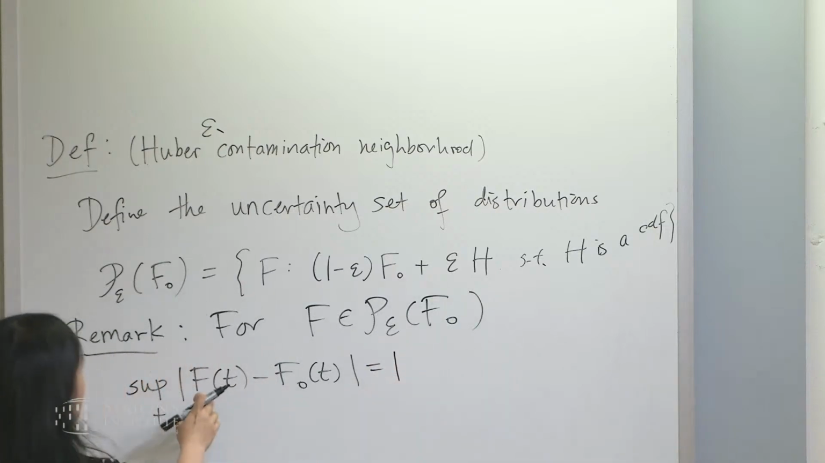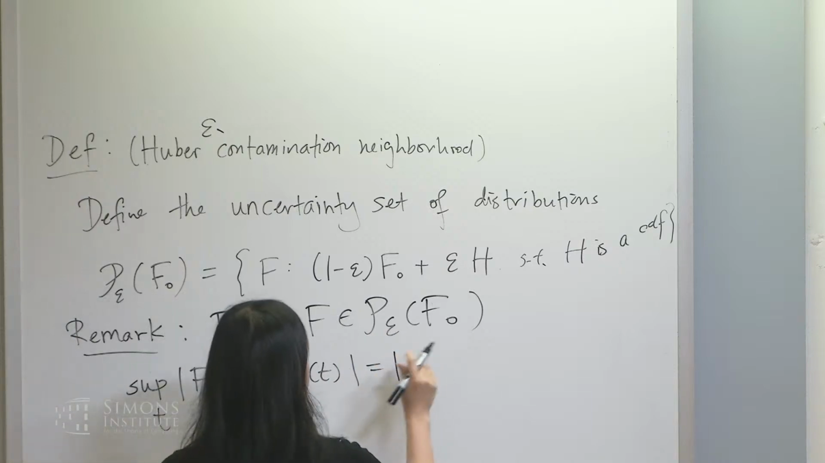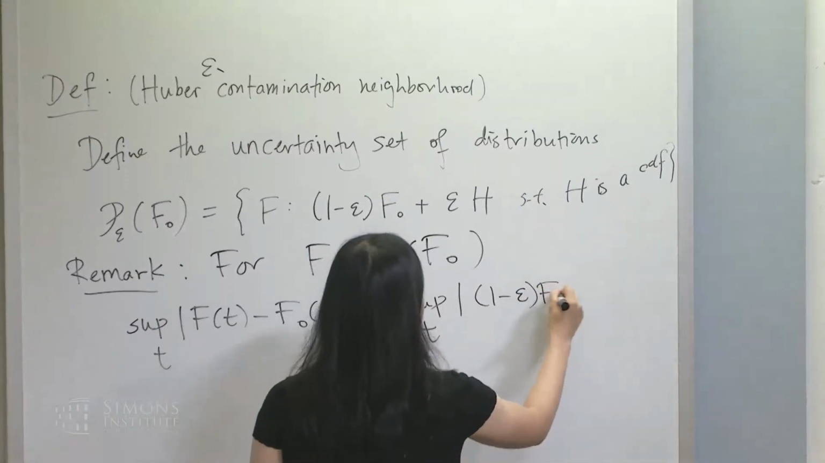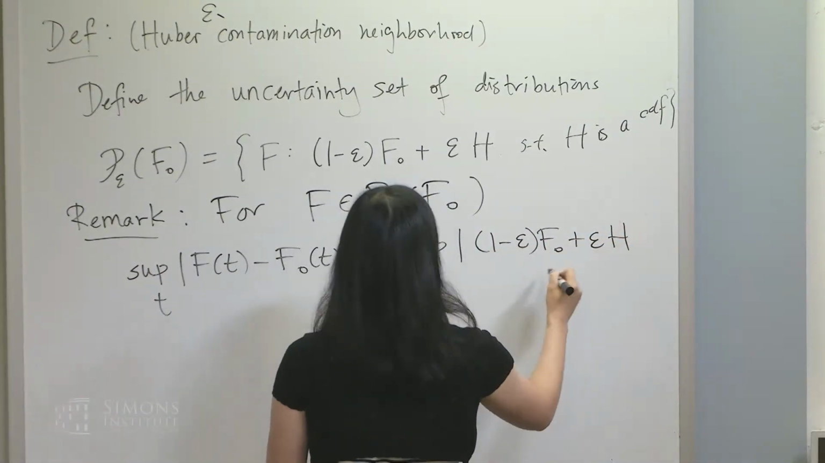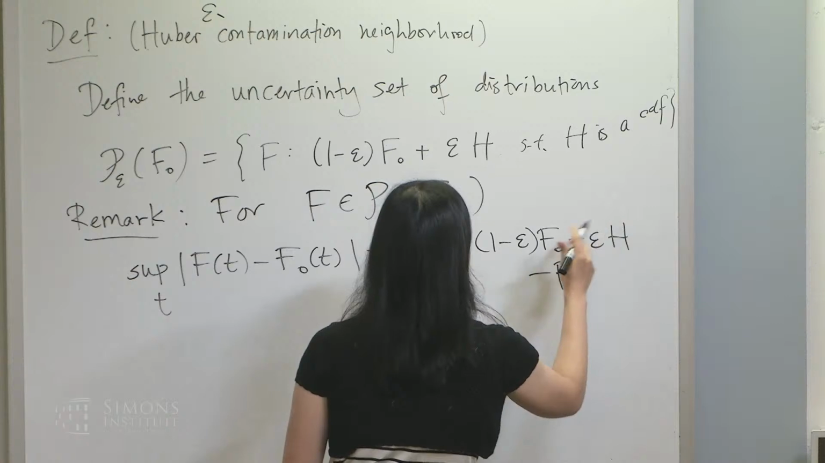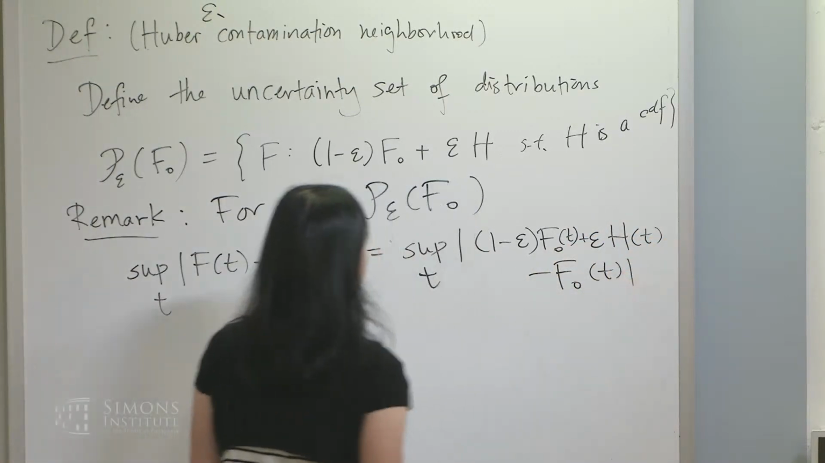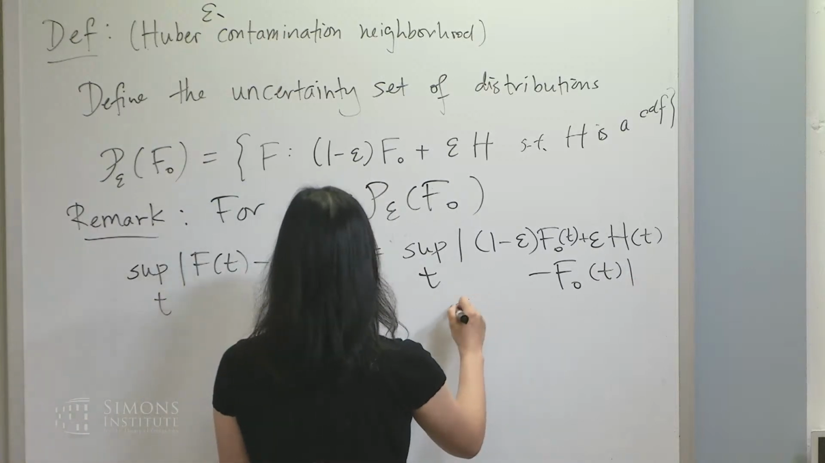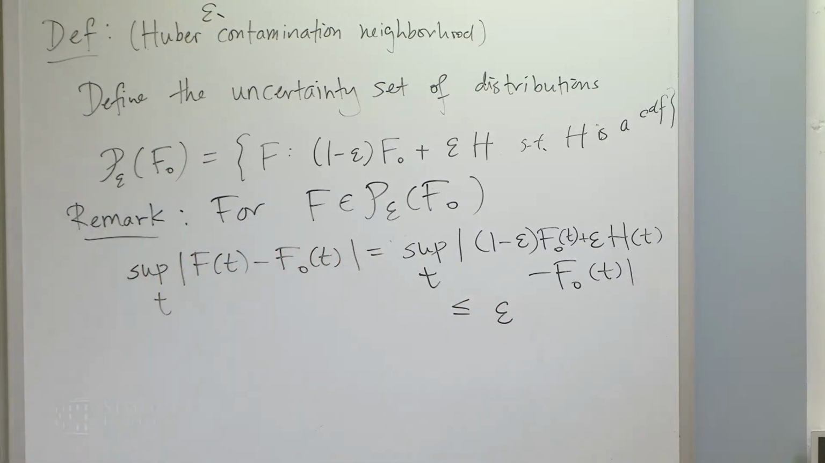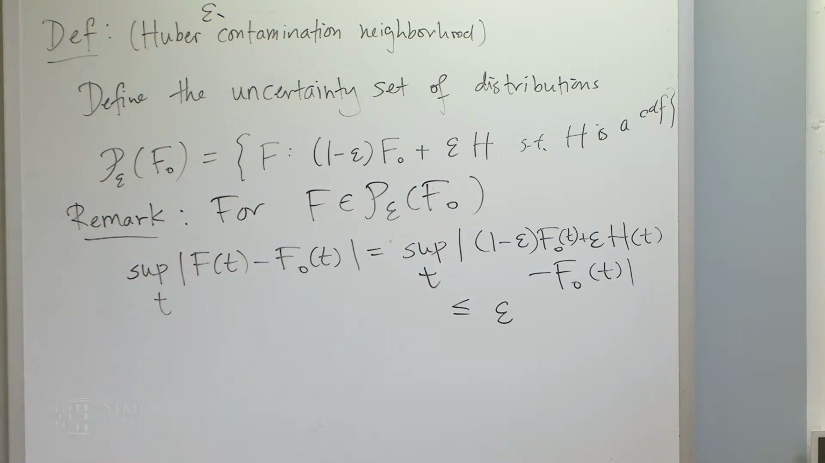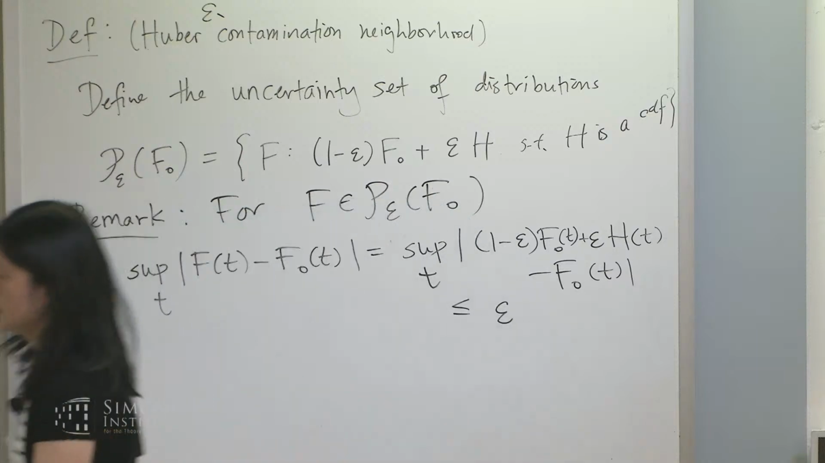You would just say that an F which is in this neighborhood can be written as 1 minus epsilon times F naught plus epsilon times H minus F naught. There's a T in here too. Then a simple application of the triangle inequality should give this bounded by epsilon. So that's a small arithmetic calculation. Another remark is that, in fact, the total variation distance between F and F naught is also bounded by epsilon. But this is not really important for what I'll talk about next.